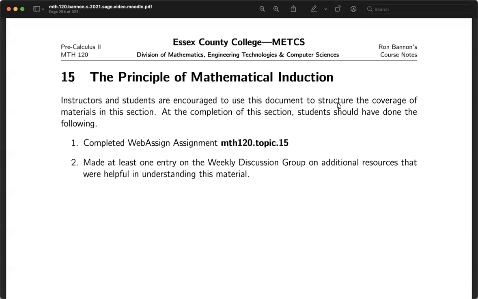Okay, we're on the section of the principle of mathematical induction, often just abbreviated PMI. What I'm going to encourage is that you listen to the lecture, try to follow the examples being presented to you, then study that material, the lecture material. We do provide the notes and the examples, and then you do the supplemental exercises. After that entire section, section 15, is done, you do the WebAssign.